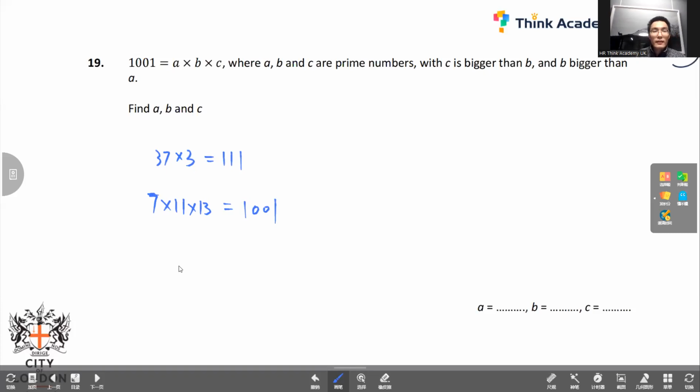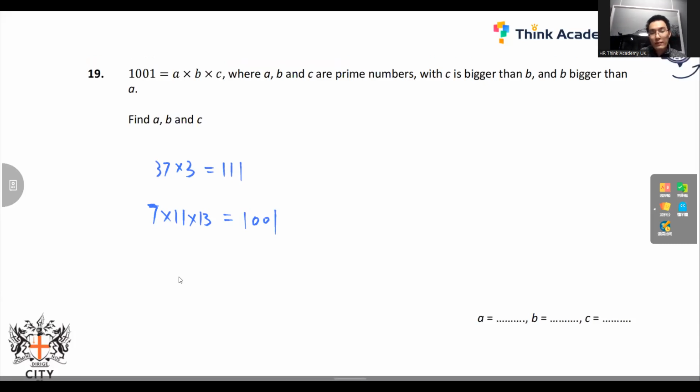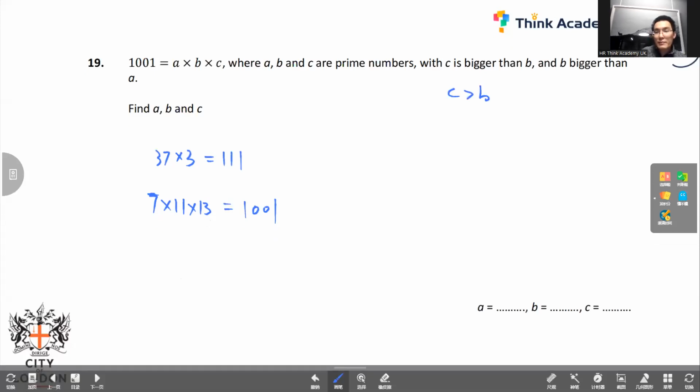And we need to know which of 7, 11, and 13 is A, which is B, and which is C. It says here, C is bigger than B, and B is bigger than A. So if we write them in ascending order, A less than B less than C, that is 7, 11, and 13. So A is 7, B is 11, and C is 13. All right?